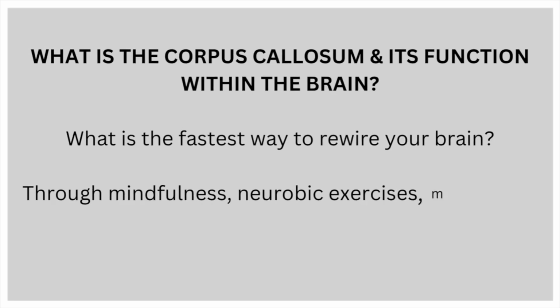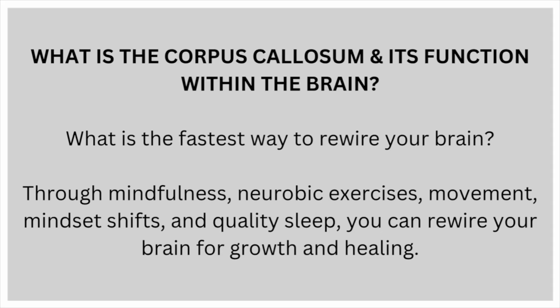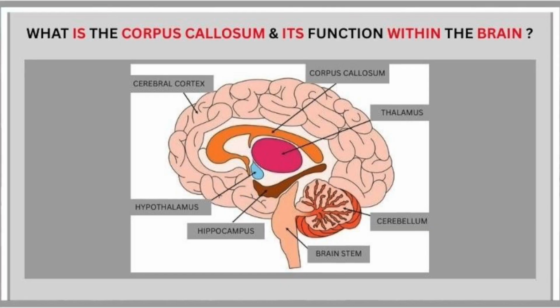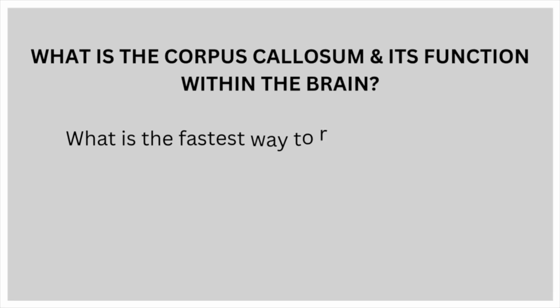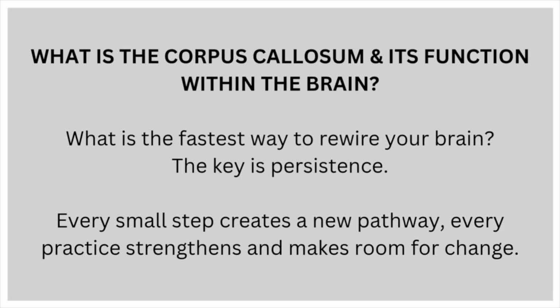What is the fastest way to rewire your brain? You can do this through mindfulness, neurobic exercises, movement, mindset shifts, and quality sleep. You can rewire your brain for growth and healing. The key to this is persistence. Every small step creates a new pathway. Every practice strengthens and makes room for change.